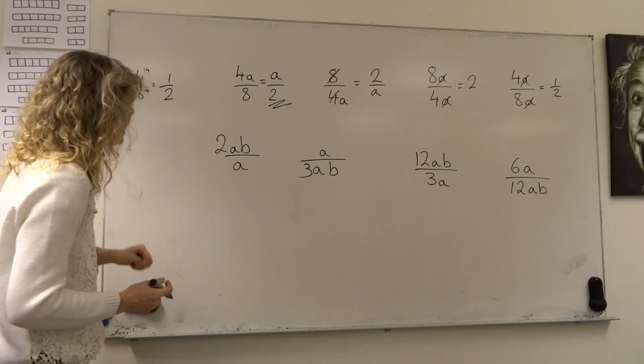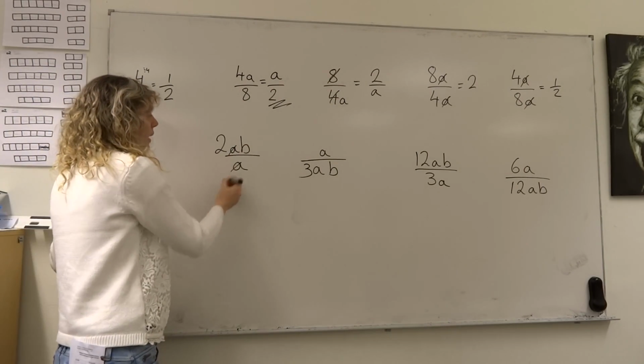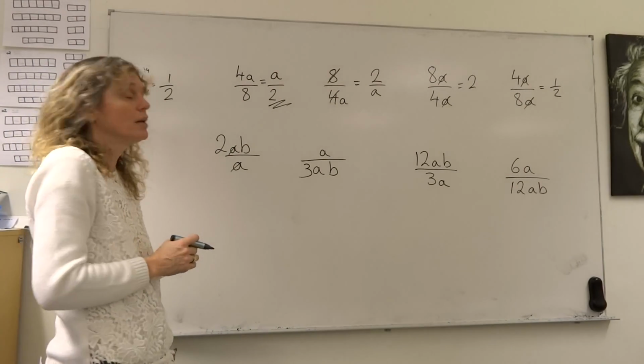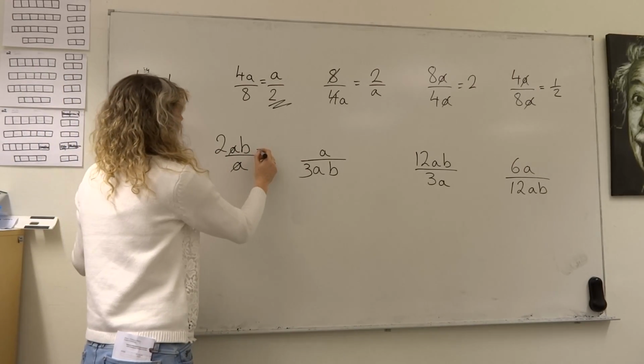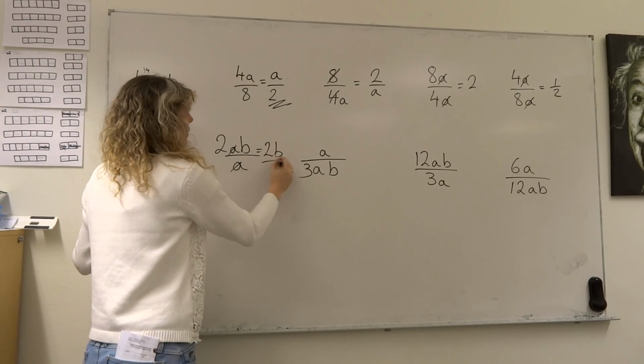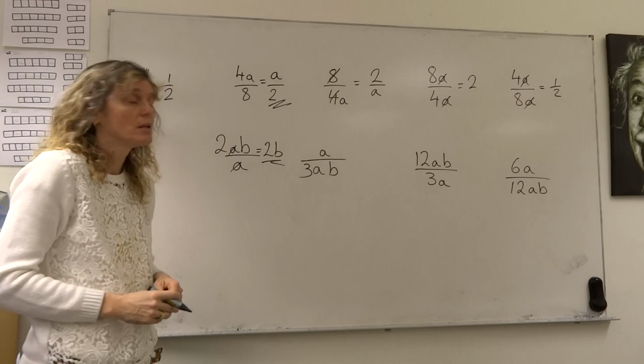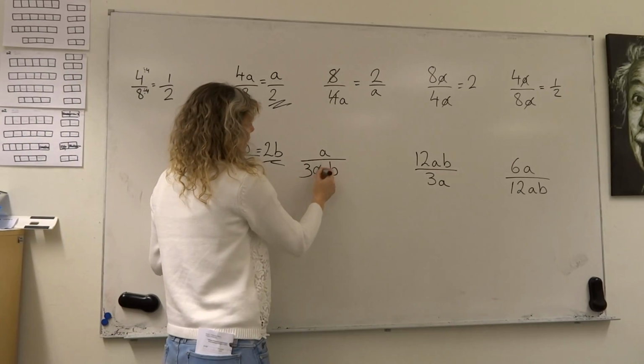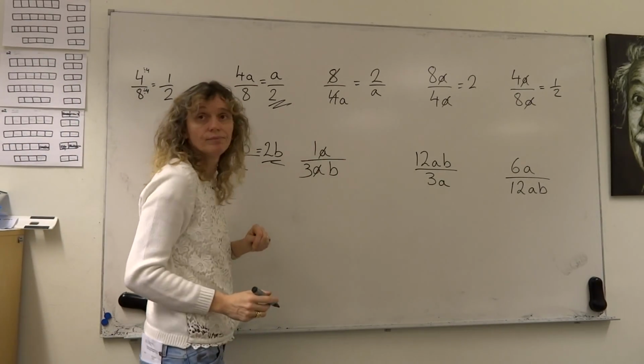Okay, what do we do then here? Well, here we have a divided by a. A divided by a is 1. And then what have we got left? It ends up being 2b. That's what's left once we've cancelled. A divided by a here gives us the answer 1.